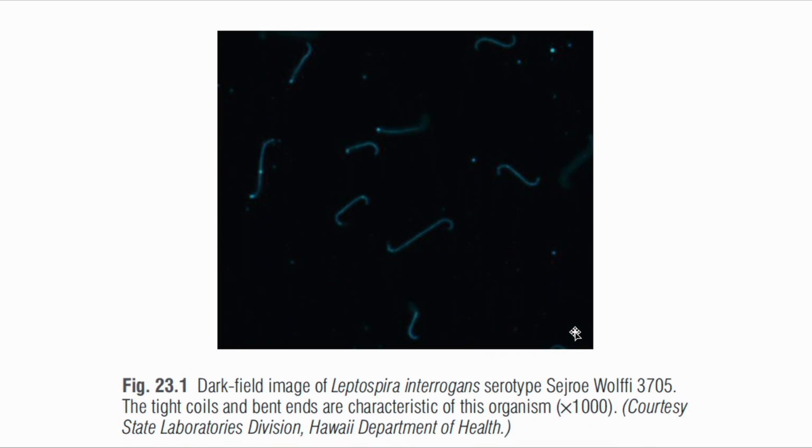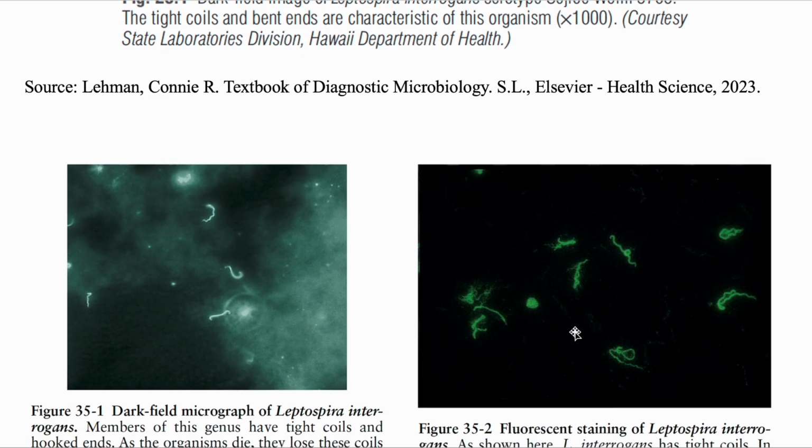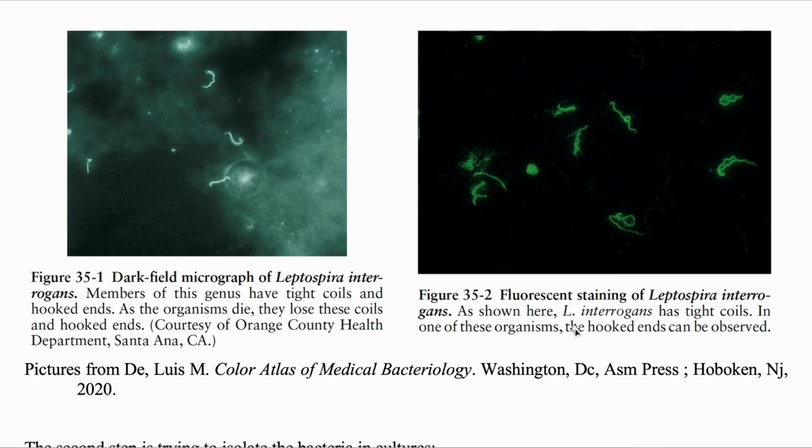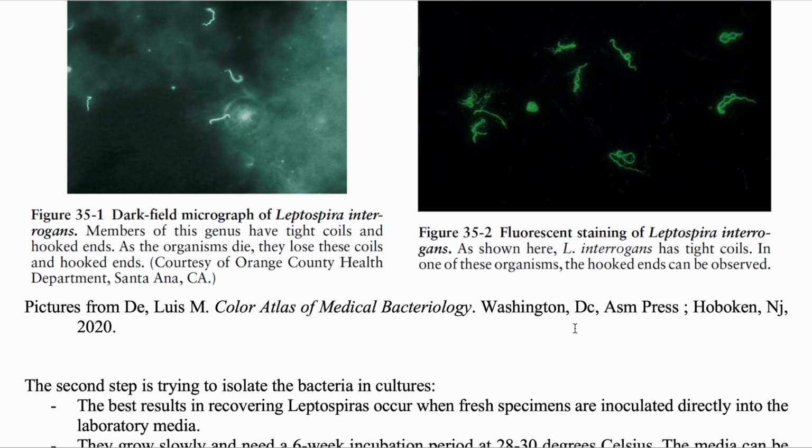This beautiful picture shows leptospiras in dark field microscopy. You can clearly see the contorted ends. Here we can see other examples of dark field microscopy and fluorescent staining of Leptospira interrogans.